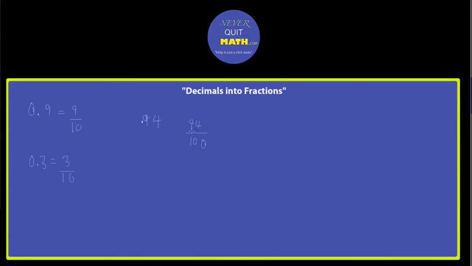Got it? From here, if you want, you can reduce, dividing both of these by 2. That's going to be 47/50. That's just if you wanted to reduce. But the main thing is, once you get into fraction form, reducing is pretty easy. Let's try another one.